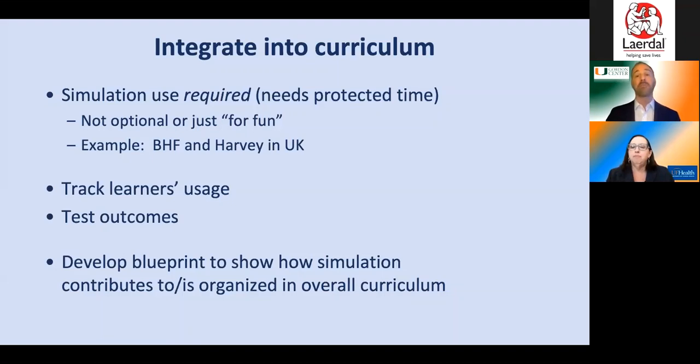Back more than 20 years ago, the British Heart Foundation thought so much about Harvey that they donated a simulator to every medical school in that country. At that time, there were 27 medical schools in the UK. They went back a year or two later to see how these schools were using this gift.